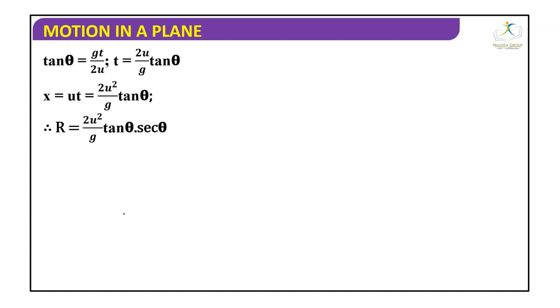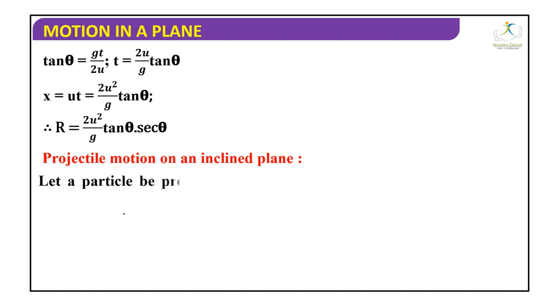X is equal to ut, so we can calculate the value of x also, which is 2u square by g tan theta. Similarly, we can find out the range also, which is 2u square by g tan theta times sec theta.